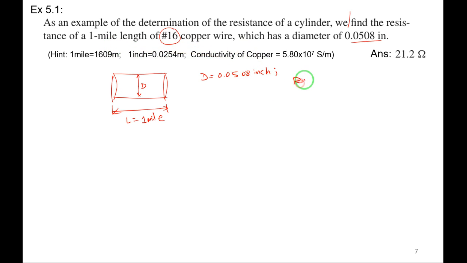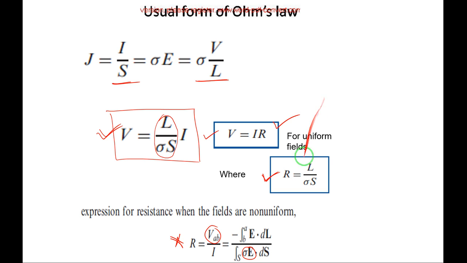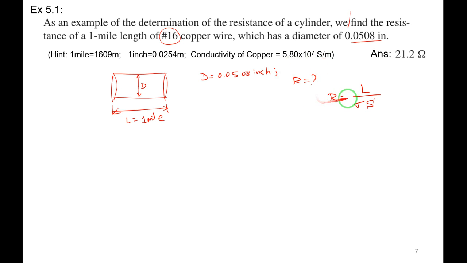Find the resistance. So we know the formula of resistance. It depends on the length of the conductor and is inversely proportional to the conductivity of the material and another thing, surface area. If you remember, R is equal to L by sigma S, right? The length of the conductor is given in miles. Then the surface area we have to find out. Then sigma we will see. Surface area means pi r square, right? We will see this one by one.